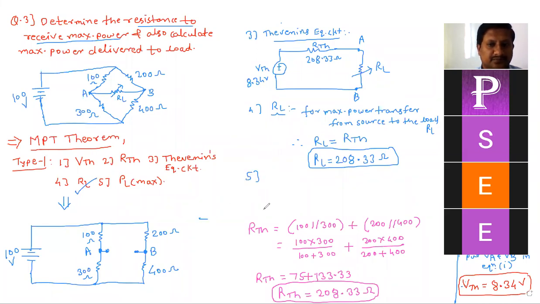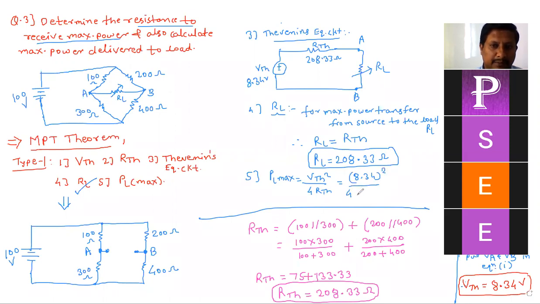Now next, fifth one is PL max. So PL max is equal to VTH square divided by 4 RTH. 8.34 bracket square divided by 4 into 208.33. So calculate and tell. 0.083 watt किंवा 83 milliwatt. Both are acceptable.